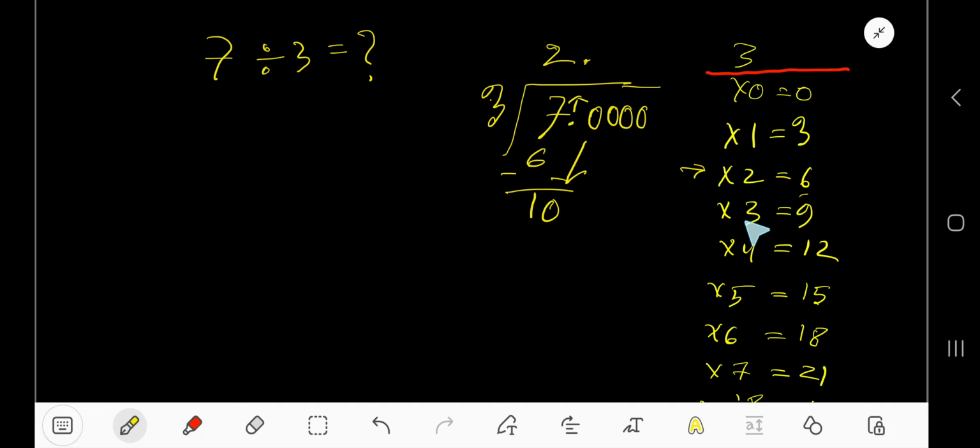3 times 4 is 12, which is greater, so 3 times. 3 times 3, 9. Subtract, you get 1. Bring down the next 0. 3 goes into 10 how many times?